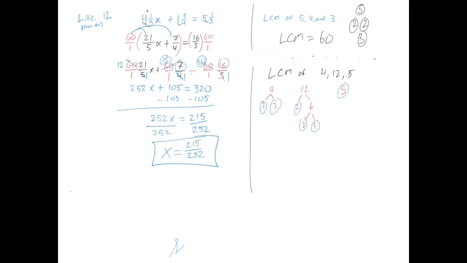So I'm going to multiply those together. So I'm going to say 2 times 2 times 3 times 5. Notice the 2 times 2 gives me the 4. The 2 times 2 times 3 gives me the 12. And the 5 will give me the 5. So just multiplying those together, 3 times 5 is 15 times 4. The LCM of this one is going to be 60.